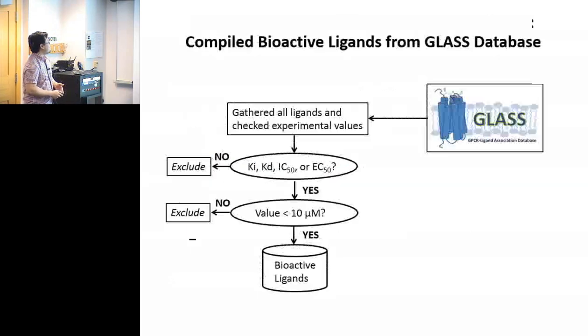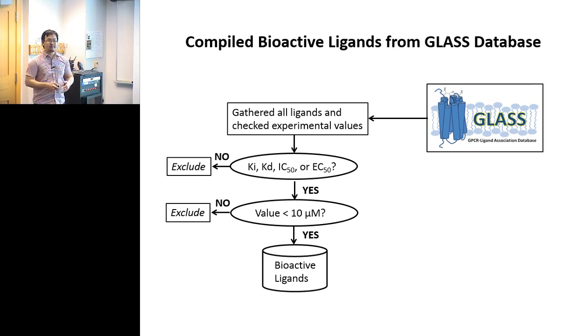So from GLASS, what I do is I take all the ligands from the GLASS database, and I have all the experimental parameters associated with them. Currently, I only work with Ki, Kd, EC50s, and IC50s. I have a cutoff value here at 10 micromolar.